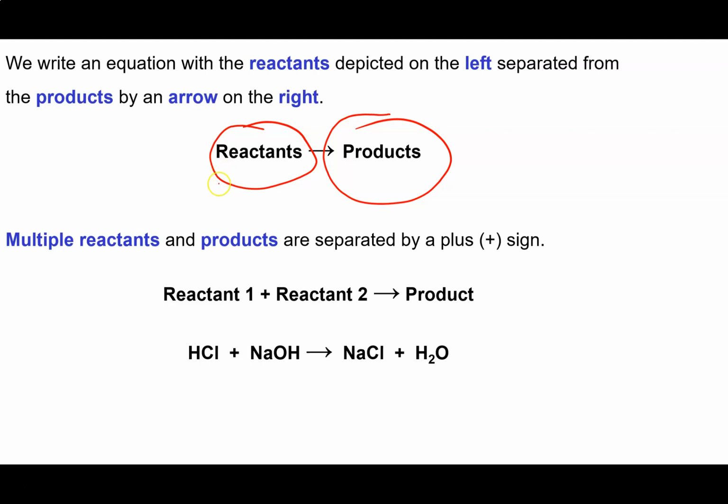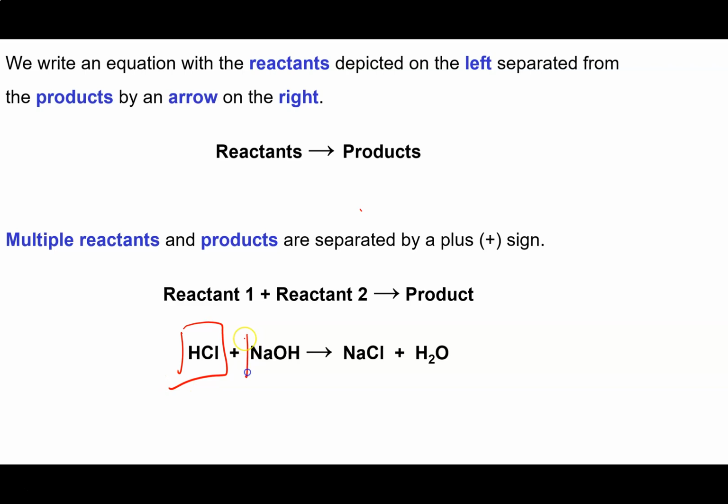Pretty simple idea. As we mentioned previously, sometimes the reactants are referred to as reagents and also as starting materials. So those are synonyms for the word reactants. Commonly, we'll have multiple reactants and maybe even multiple products. When that's the case, the reactants and products are separated from one another by plus signs. So here's a good example. We have hydrochloric acid reacting with sodium hydroxide to produce sodium chloride and water.